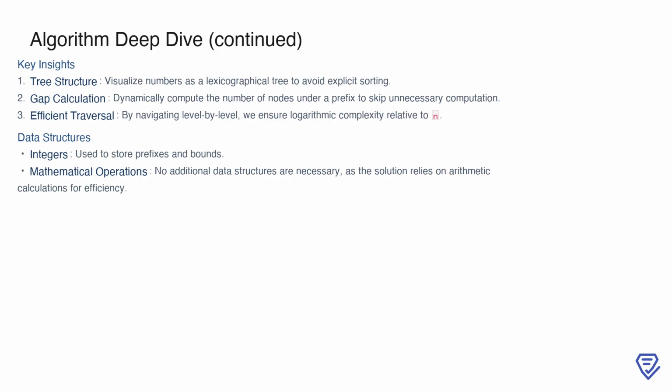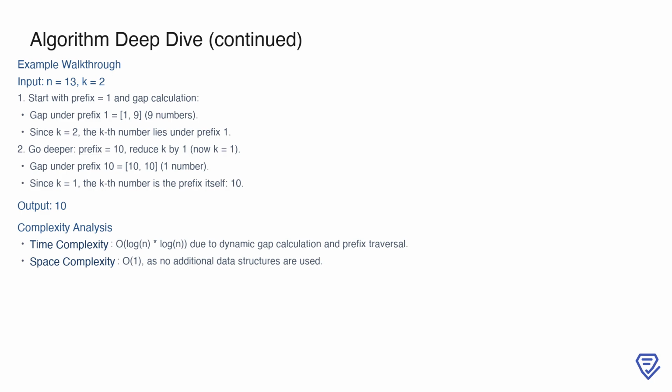The beauty of this approach lies in its simplicity, as it primarily relies on integer arithmetic. We don't need any additional data structures, which keeps the space complexity constant. By combining these insights, we achieve a solution that balances efficiency and clarity. Let's solidify our understanding with an example.